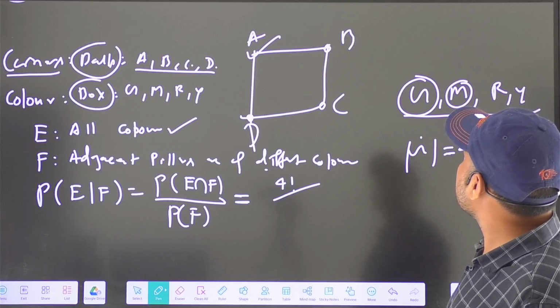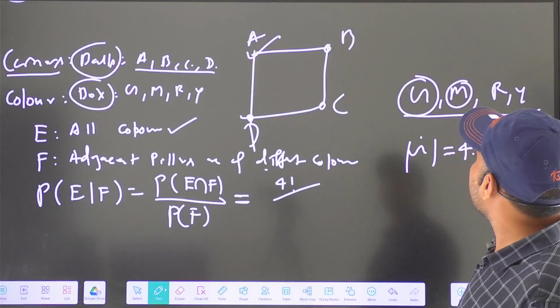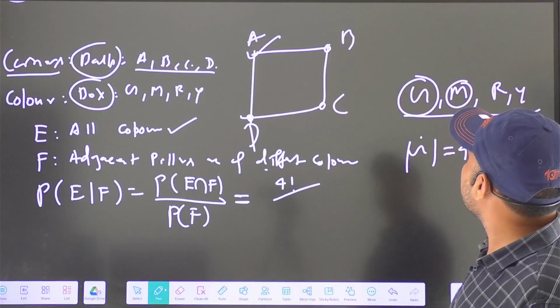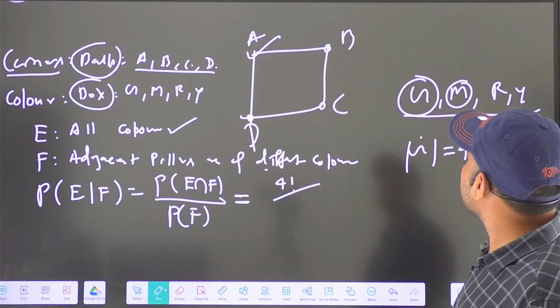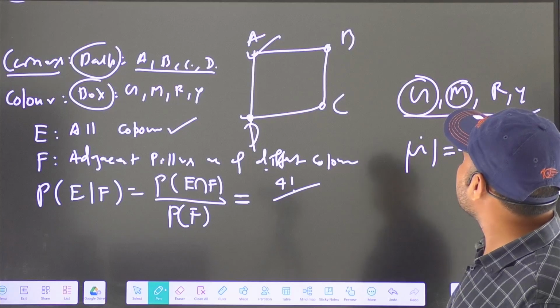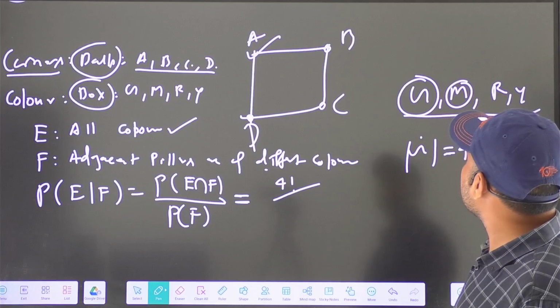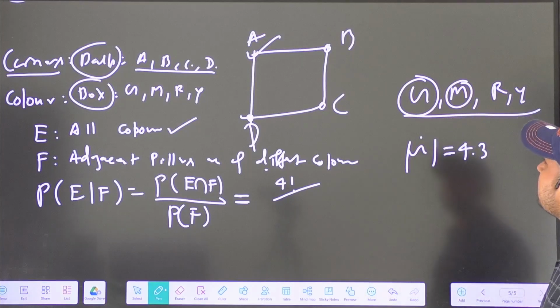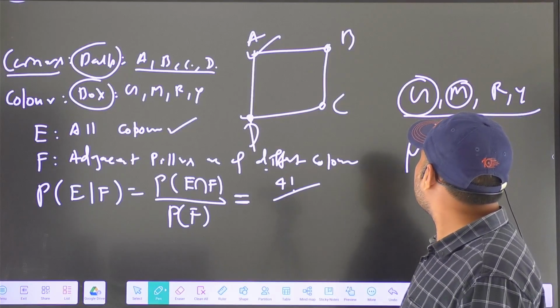So here it is the case of repetition permitted, right? We can color all 4 pillars using the same color like green, or we can color all 4 with maroon, red, white, yellow and all. So then a total of 4 raised to 4 possibilities will be there, right?